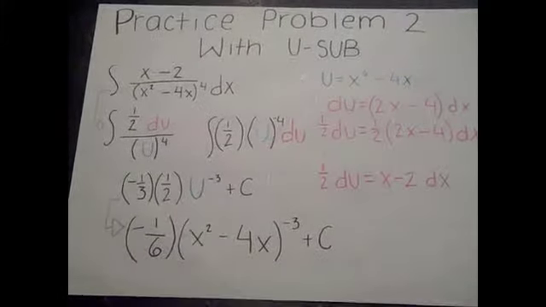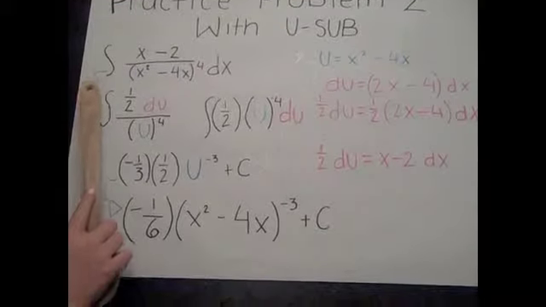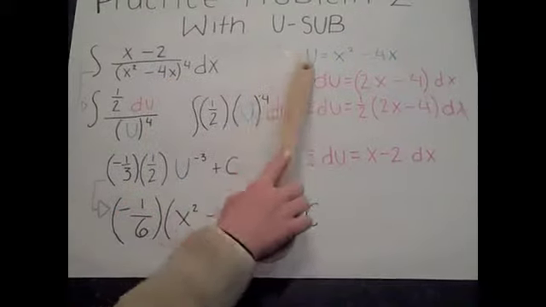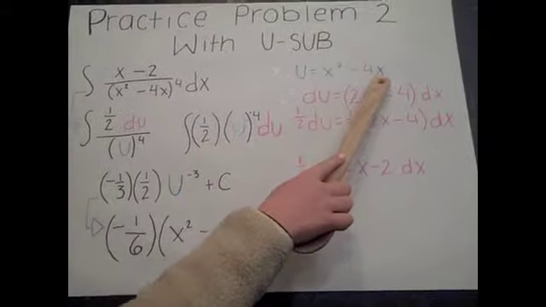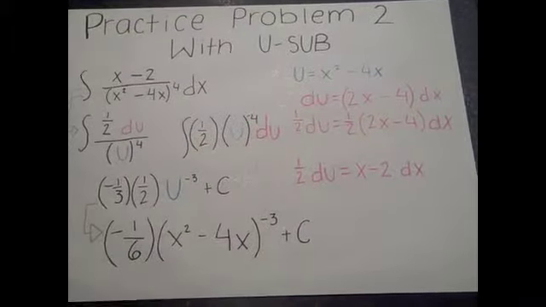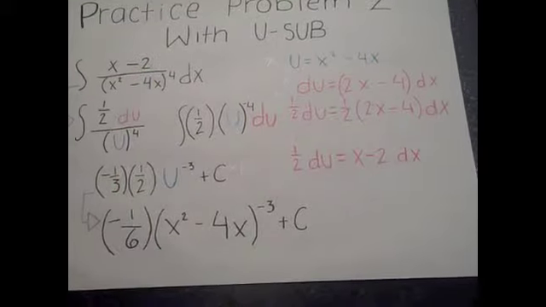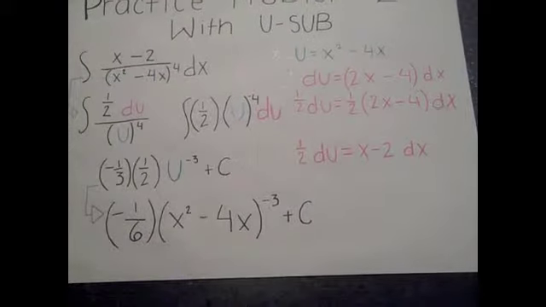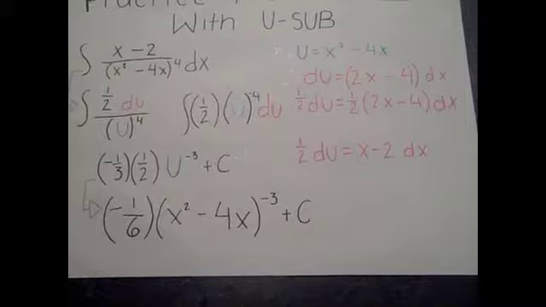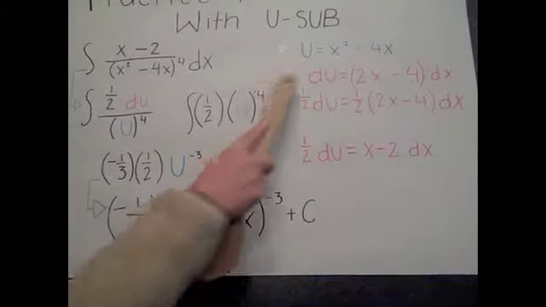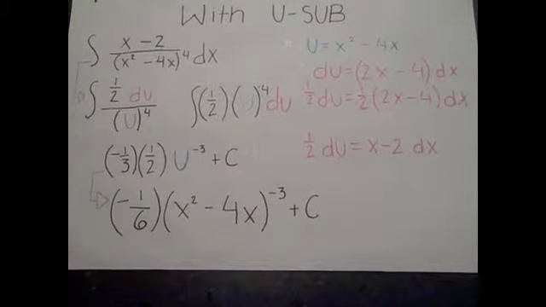The first step in practice problem 2 with U-substitution is to identify what U is. To do so, you look at the problem and see which part is raised to the highest exponent, as well as if any of the parts of the problem is the derivative of another. This then leaves U to be x squared minus 4x, as shown in blue.